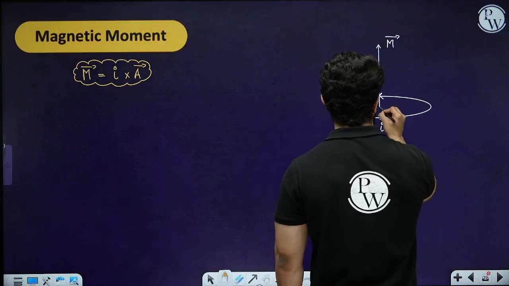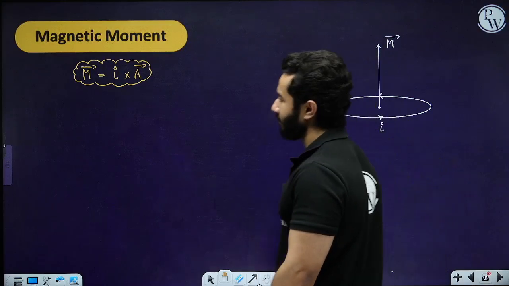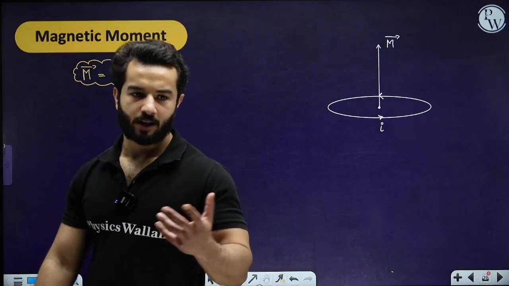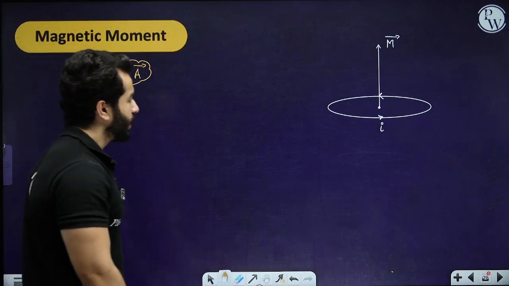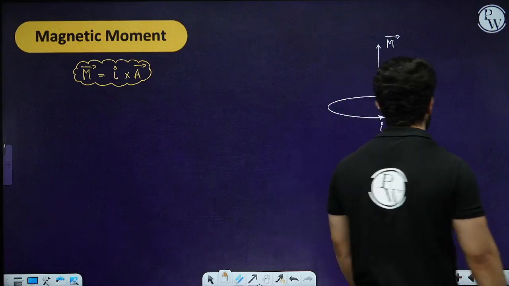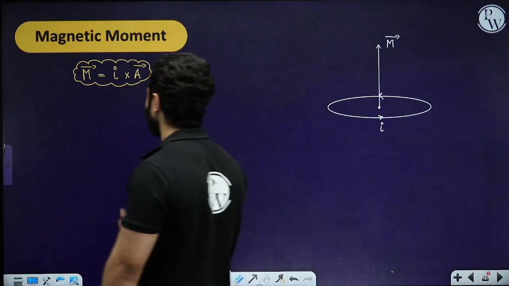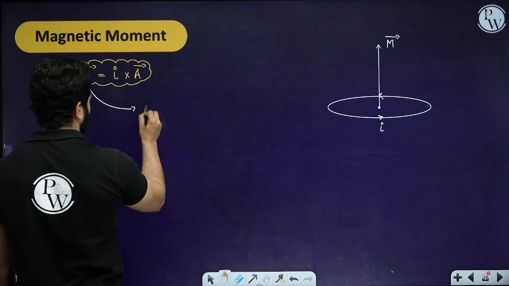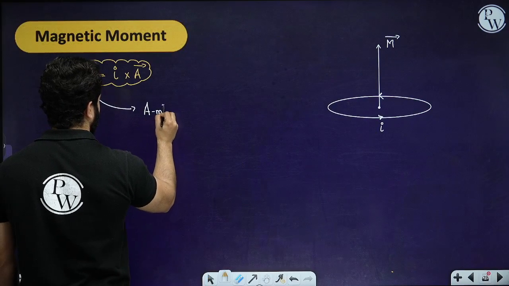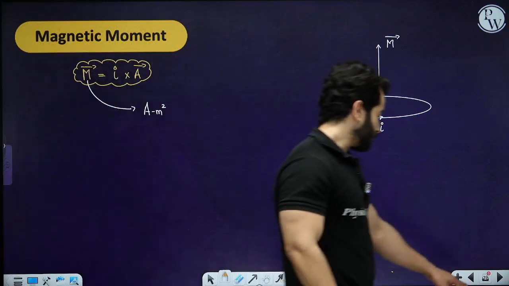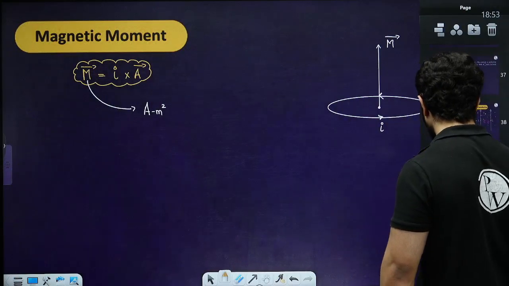What else can we talk about it? We are going to use it when we discuss torque and other kinds of formulas, right? Other than that, there is nothing really important. Unit is going to be ampere meter square. Remember, the SI unit is going to be ampere meter square. That's it, right? Nothing to worry about over here.